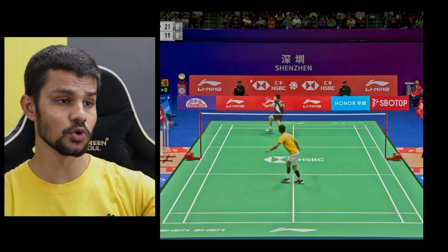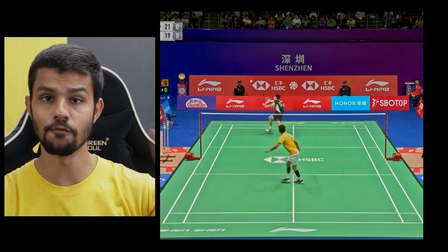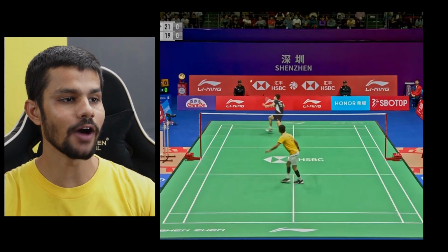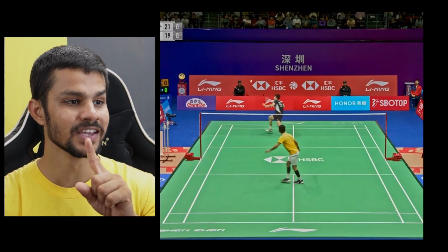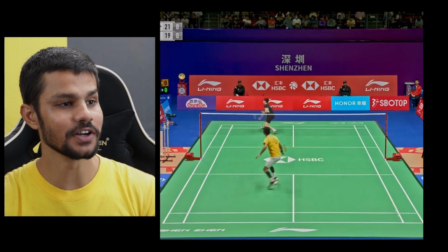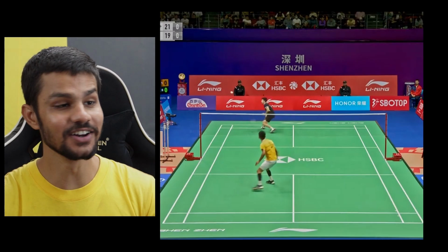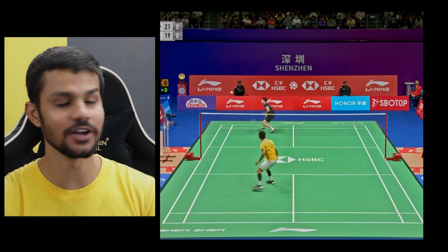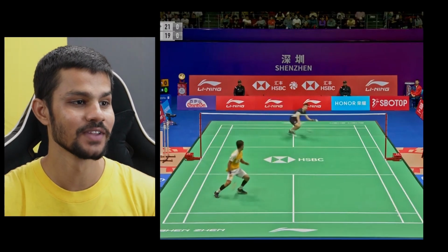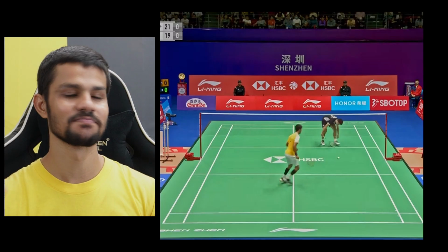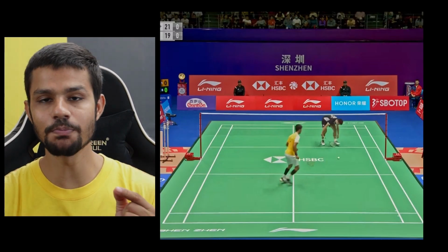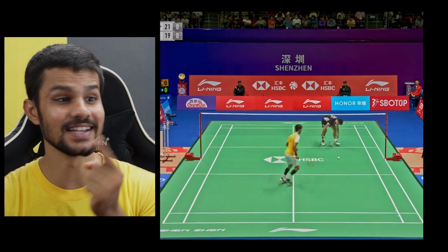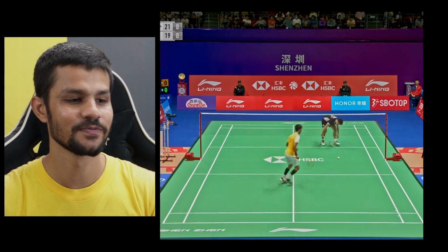Nice push. This push from Sen Lakshya was good. Why am I saying that this push was good? Just look at the position of Shi Yu Qi. He's unable to reach the shuttle. Just look at here. He is giving his 100% to push that shuttle into Lakshya Sen's court. Look at here. And Lakshya Sen is just ready. That push helped him. One good push can help you win rallies, and this was a perfect example for that.